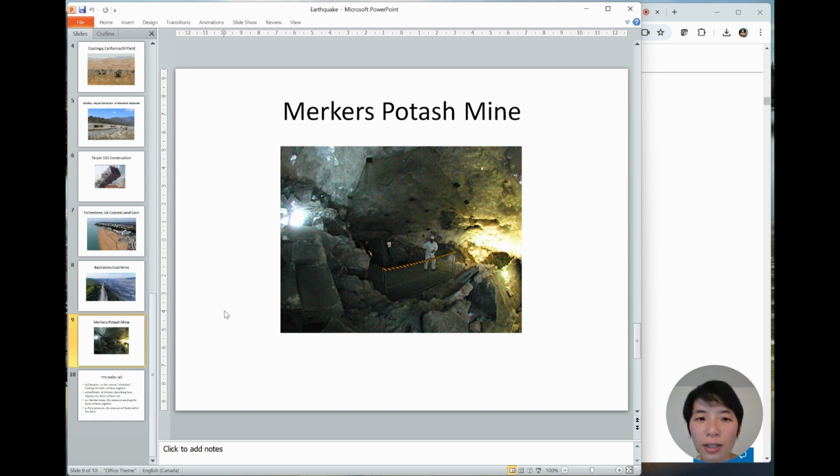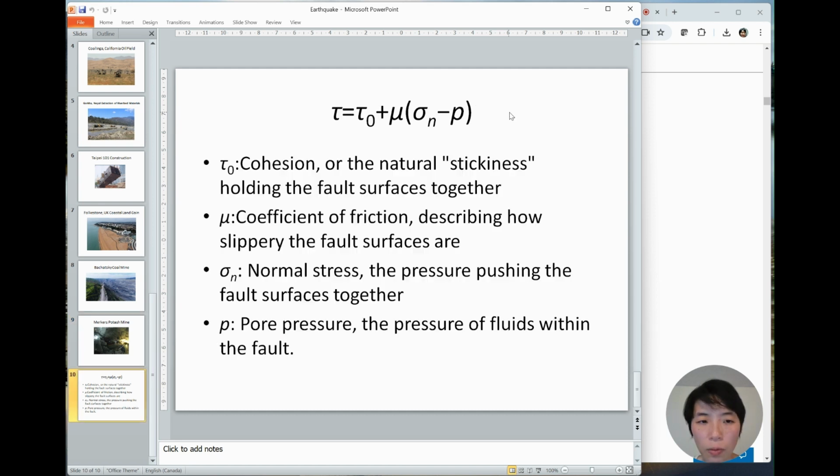And all of these activities are throwing the equation of earthquake occurrence off balance. So we have the level of stress that is linkable to earthquakes, and we have the cohesion, or the natural stickiness of holding the fault surfaces together so that they don't slip. And we have the coefficient of friction, which is describing how slippery the fault surfaces are. And we have the normal stress, which is the pressure pushing the fault surfaces together. And we have the pore pressure, which is the pressure of fluids within the fault.